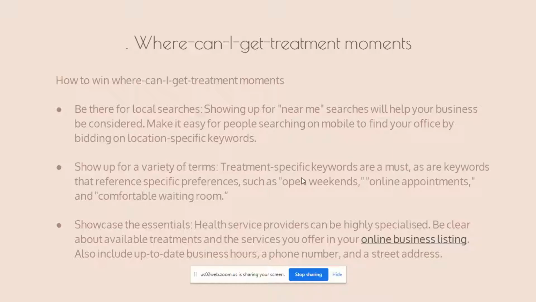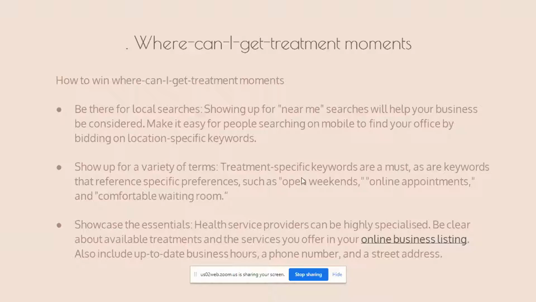There are a lot of people who make decisions on the basis of what is actually available on their smartphones. So it makes it easy for people searching on mobile to find your office by bidding on location-specific keywords. There is a way of doing it. Right now I will not get into it, but I'll talk a little bit about keywords, because that's actually the cornerstone of online searches.